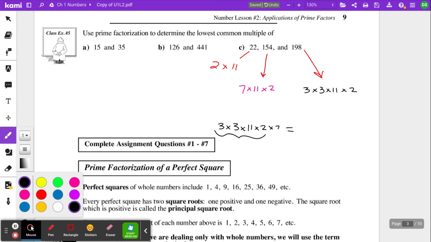Say it again. 1,386. That is a very large number. That is significantly larger than the original 3 numbers that I had. Your lowest common multiple is that. It's a multiple of those numbers, so it's quite big. Okay? Can you keep it straight?